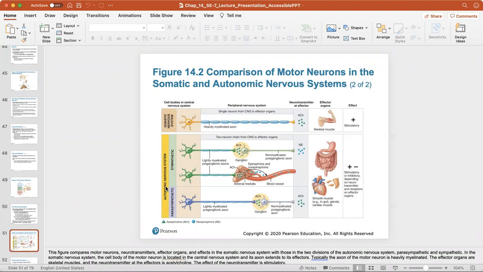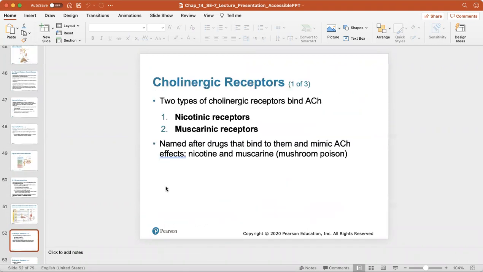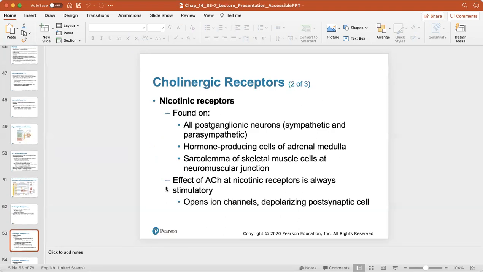We've seen this chart or this graph before, and this is just a really good graph to study a little bit of the differences between the two. So the two types of cholinergic receptors that bind acetylcholine are nicotinic and muscarinic, and they're named after drugs that will bind to them and mimic acetylcholine effects, such as nicotine and muscarine, which is mushroom poison.